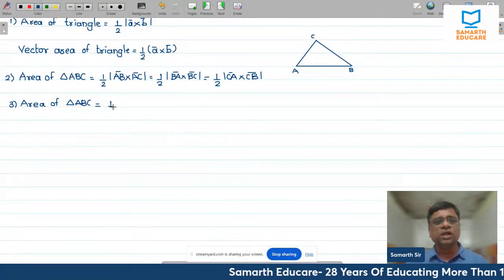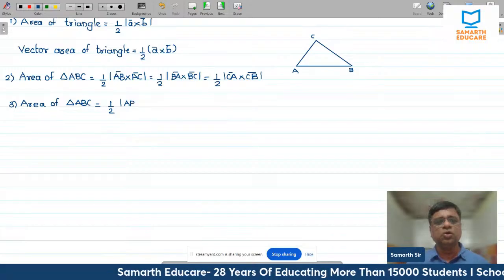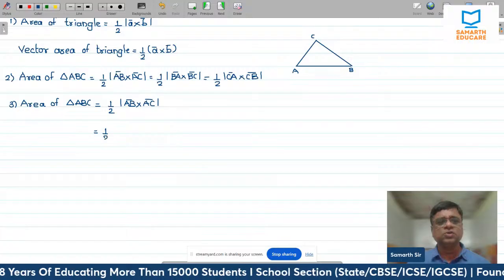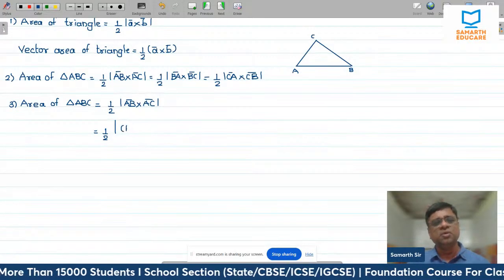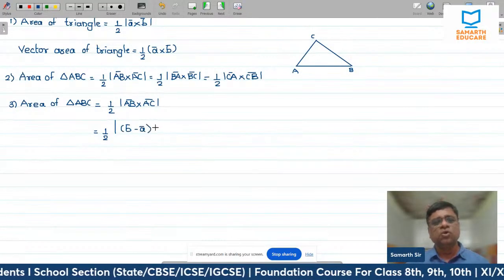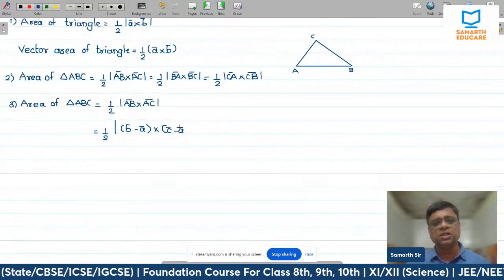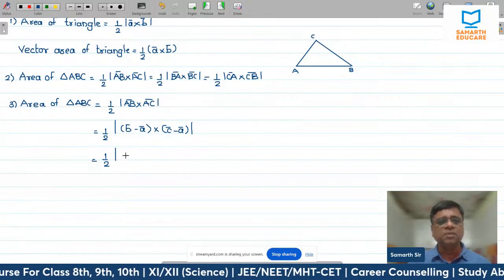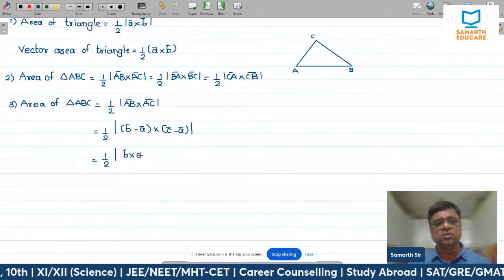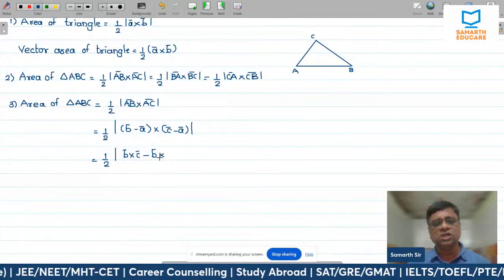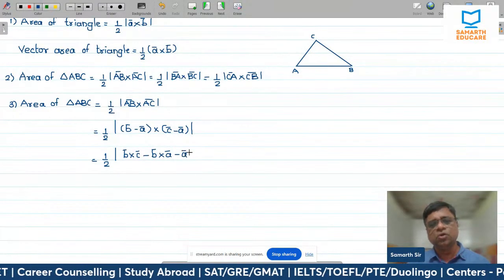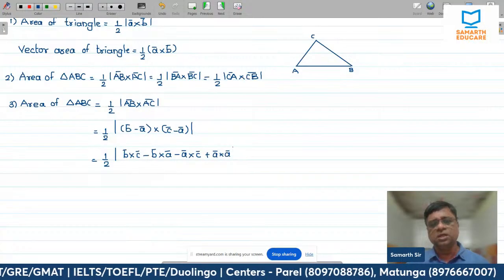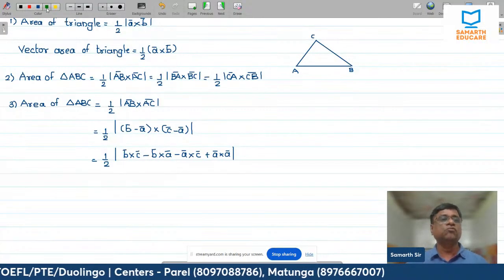Okay, so we already know that it is half AB bar cross AC bar. So what is AB bar? In the basics of vectors, we have understood that AB bar is B bar minus A bar. What is AC bar? AC bar is C bar minus A bar. Now that is equal to half. If I multiply this, it becomes B bar cross C bar minus B bar cross A bar minus A bar cross C bar plus A bar cross A bar. It is just simple multiplication of two brackets.